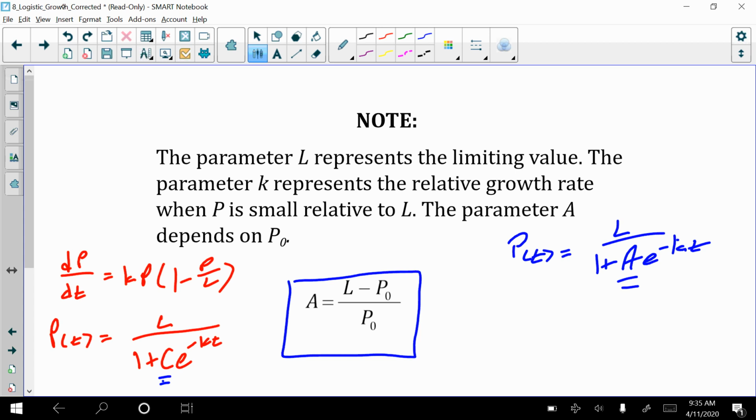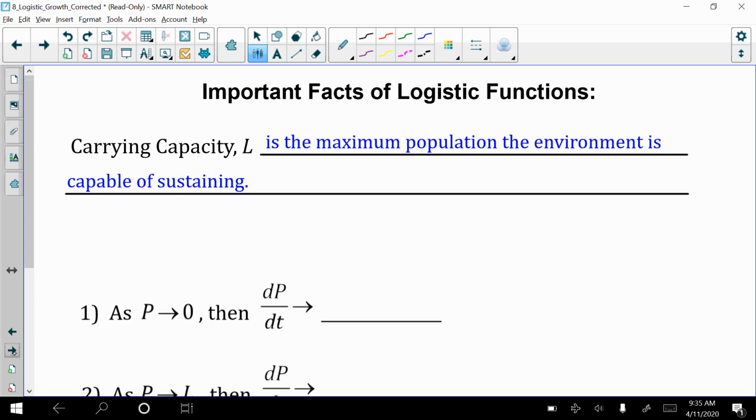So what we're going to be looking at now is some of the characteristics of a logistic function and how we can look at it on a graph. How do we interpret it? So the carrying capacity, L, is the maximum population that an environment is capable of sustaining.